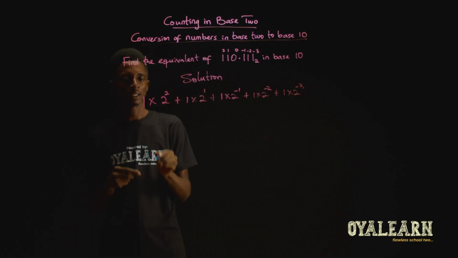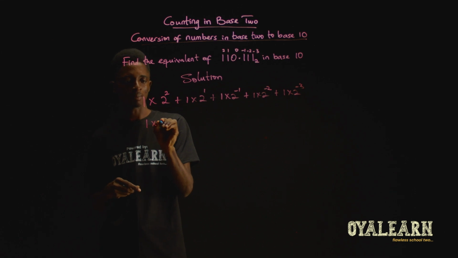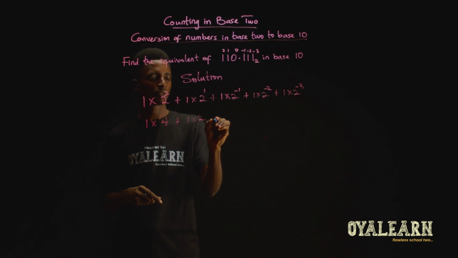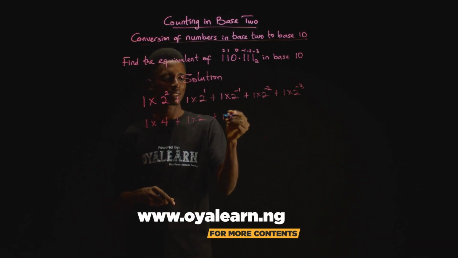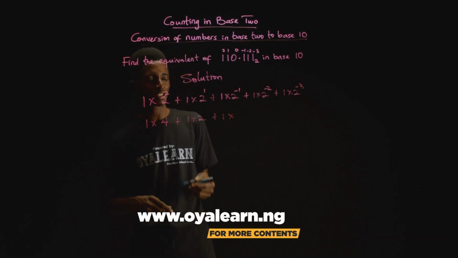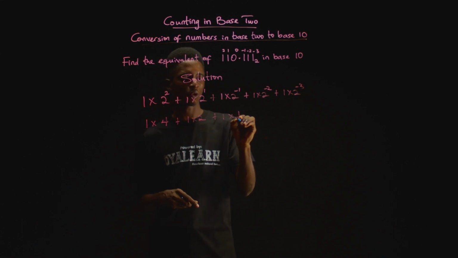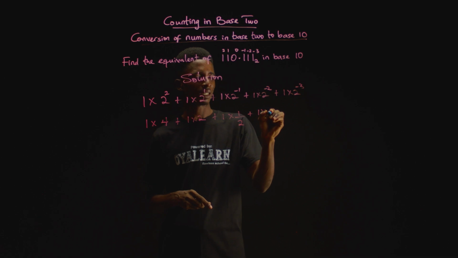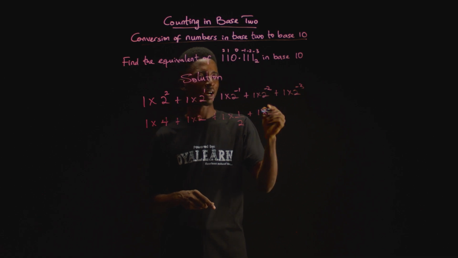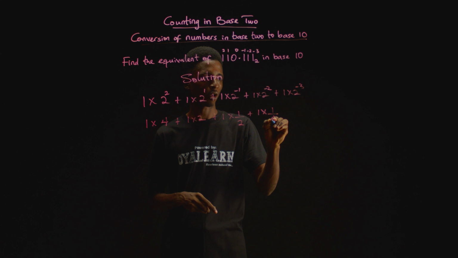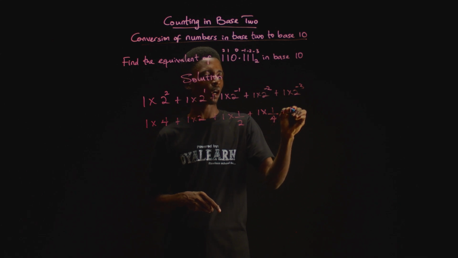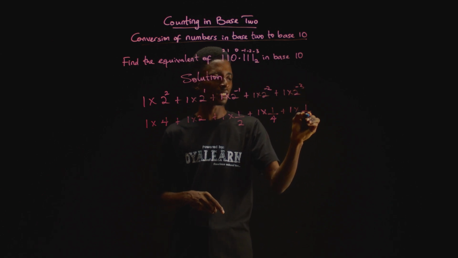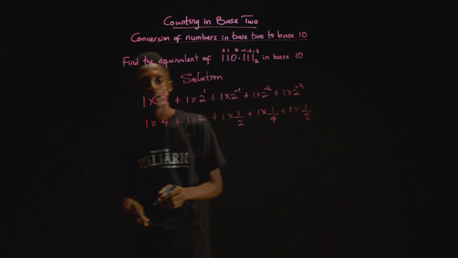Now let's simplify. This will give us 1 times 4 plus 1 times 2 plus 1 times. Now changing negative index to positive index, we would have 1 over 2 plus 1 times 1 over 2 squared, which is 4, plus 1 multiplied by 1 over 2 cubed, which is 8. Now let's solve.